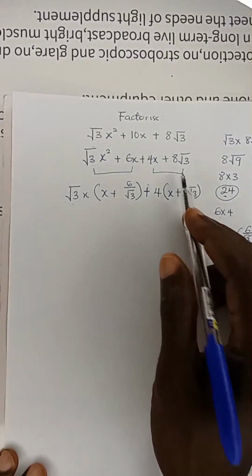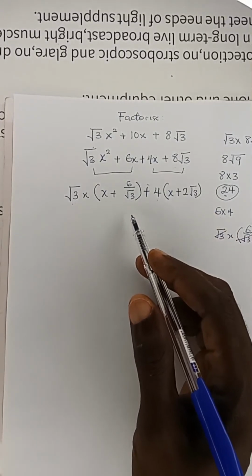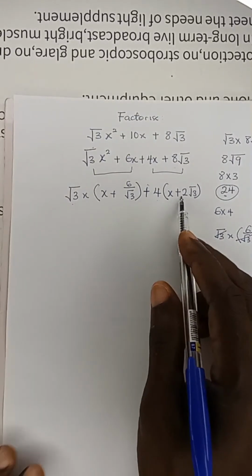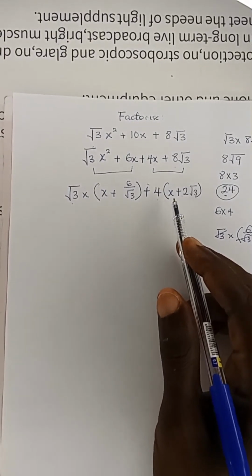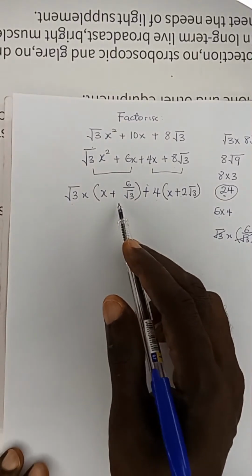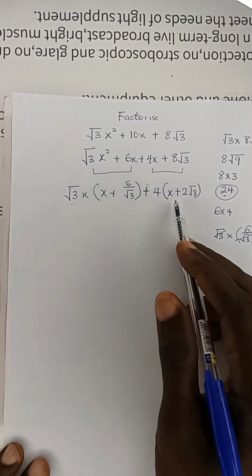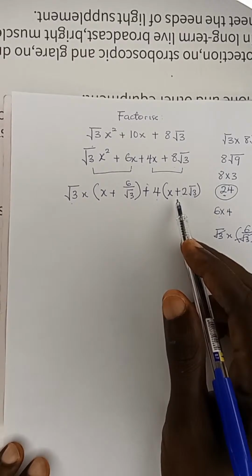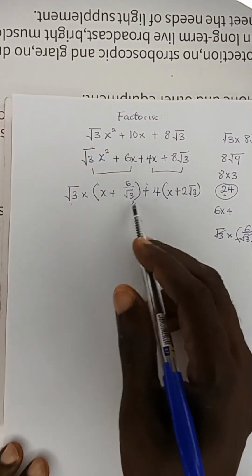4 times this will give us this. All right, so now remember that what you have in these brackets and these other brackets must be the same, okay? But then it's looking like they are not having the same stuff inside them. This one is having x plus 6 over root 3, while this one is having x plus 2 root 3. Okay, now we can rationalize this.